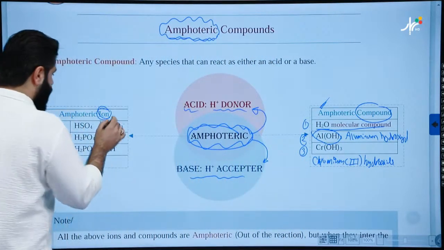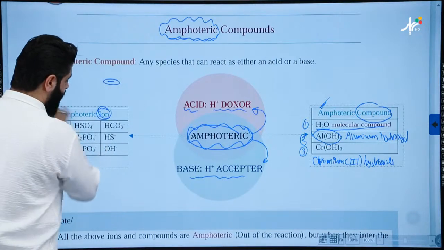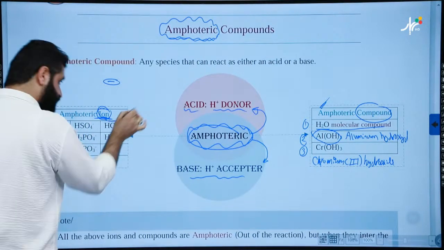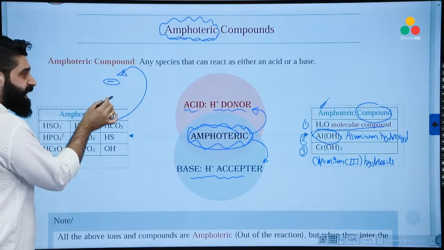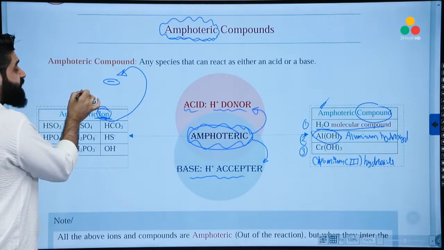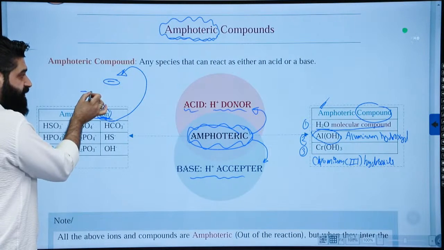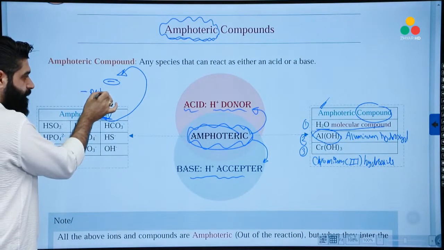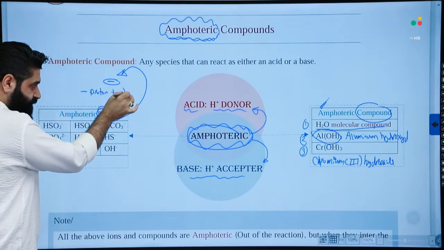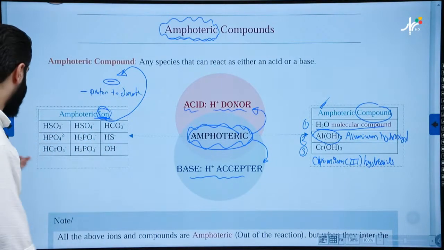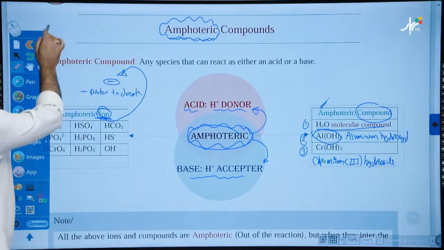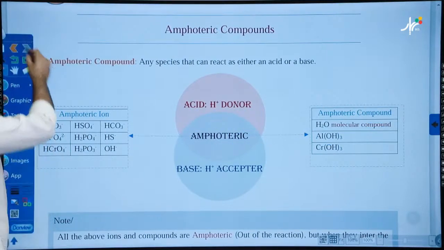How about the amphoteric ion? First of all, the charge is negative, because it's an ion, so it must be a charged particle. The charge is negative and it needs to have a proton to donate. Sometimes it has one proton, sometimes two protons. Let's see. I'm going to explain the amphoteric ions.